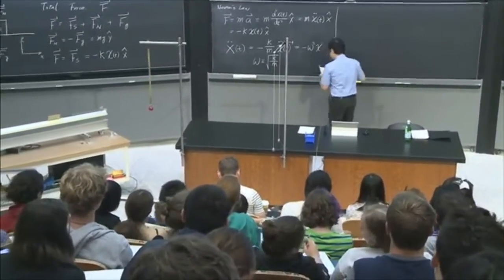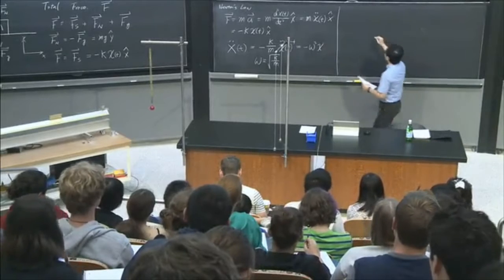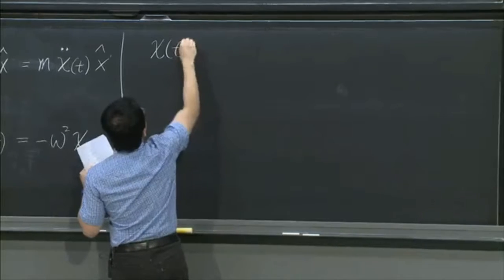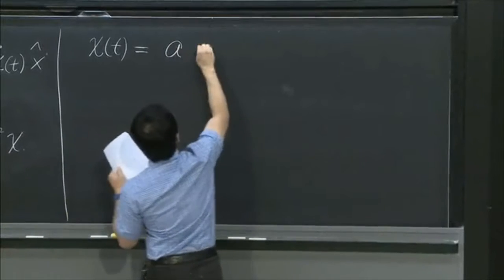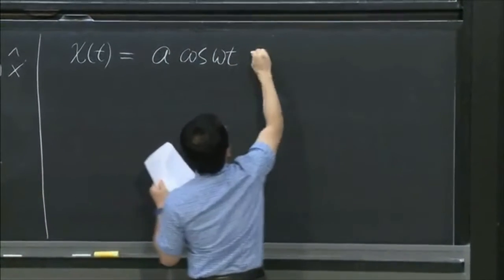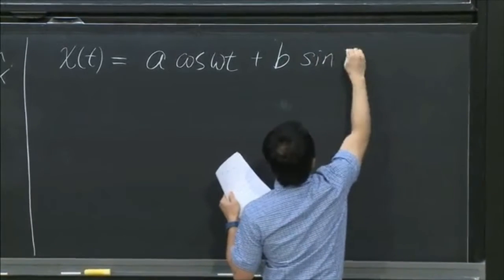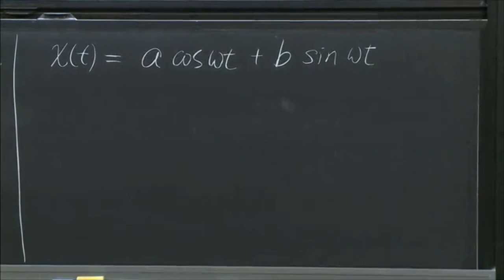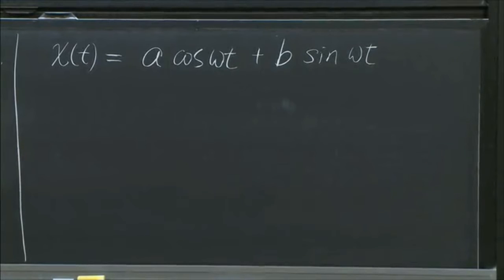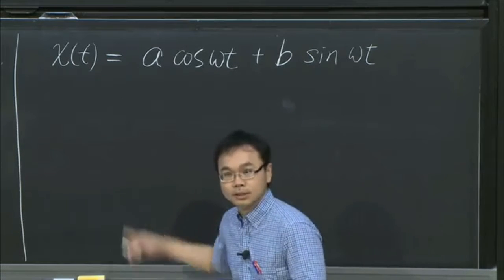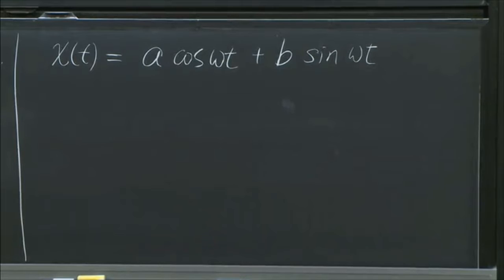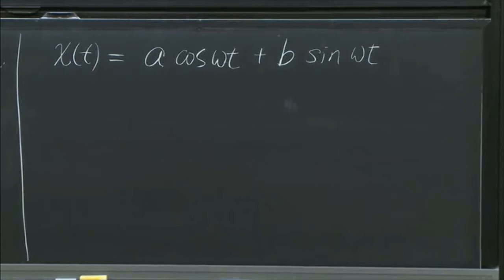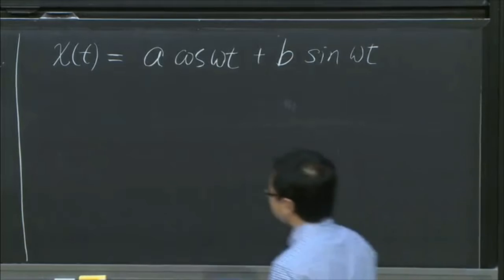So what is the solution? The solution is x(t) equal to A cosine omega t plus B sine omega t. My friends from the math department tell me secretly that this is the solution, and I trust them. That's very nice. Now I have the solution, and how do I know this is the only solution? How do I know?